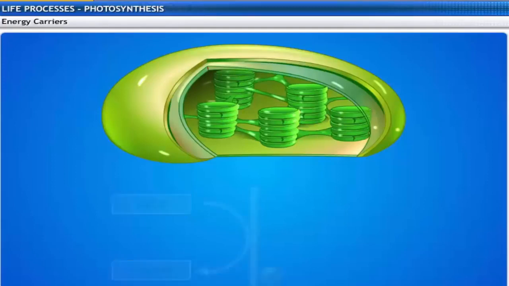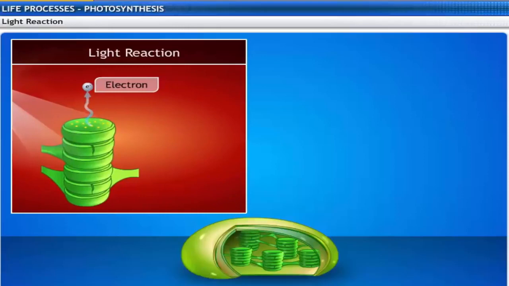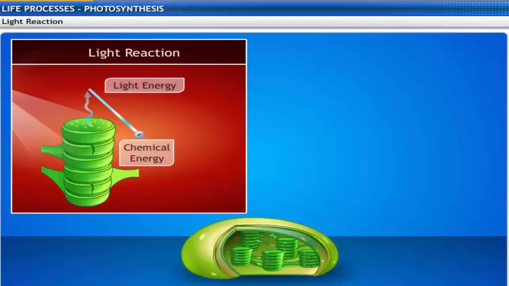As the name suggests, light reaction takes place in the presence of sunlight. Using light energy, water molecules split up to release oxygen. The chlorophyll in the thylakoids of chloroplast traps light energy and excites an electron. This excited electron converts light energy into chemical energy, and this chemical energy is stored as ATP and NADPH. Thus, light reaction produces the energy source ATP and NADPH, but not the food.